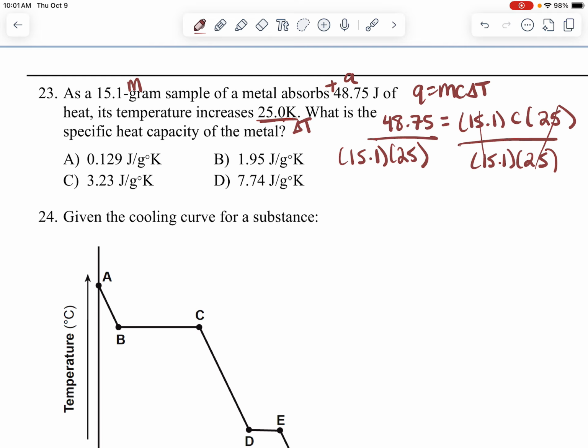Once again, in your calculator, guys, I know it's a little bit tricky. You'll do like 48.75 divided by 15.1 times 25. When you put that times symbol, right, think of PEMDAS, it will do the operation in the parentheses first. Because there's really no operation here in that parenthesis, it'll multiply it first, and then 48.75 divided by that value. And so when you plug this all in, you should get that C equals 0.129.